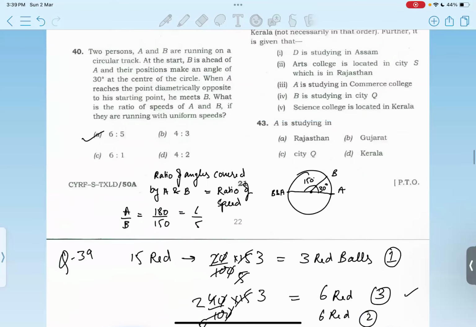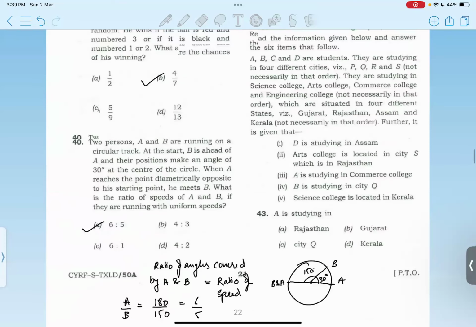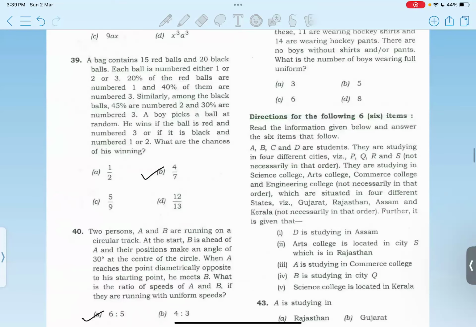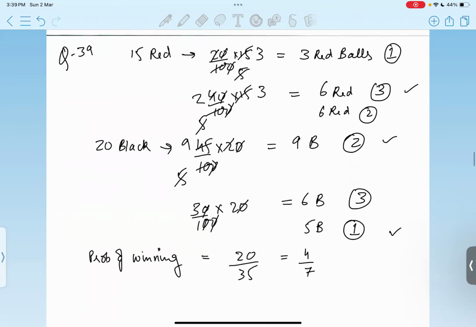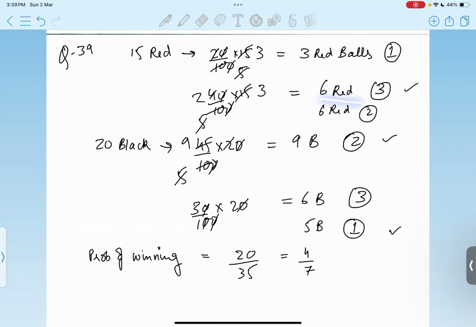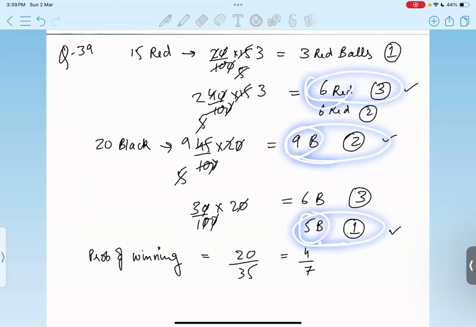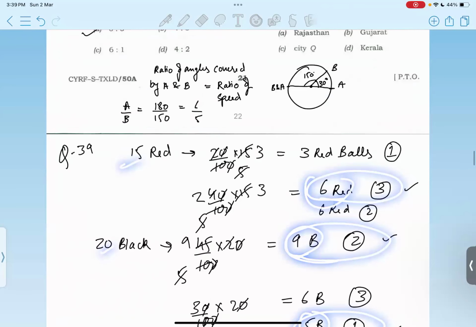Now in the end we have to find: a boy picks a ball at random and he wins if the ball is red and numbered 3, or if it is black and numbered either 1 or 2. So what are the chances of his winning? The likely events given are that the red ball should be number 3, the black ball number 2 or number 1, so you will add 9 plus 5 plus 6, you'll get 20, and total balls are 20 plus 15, 35. So it should be 4:7. Option B.